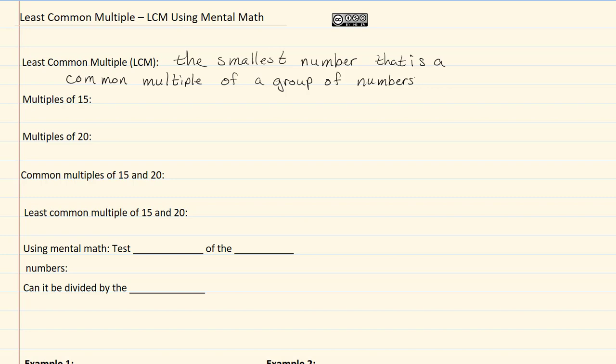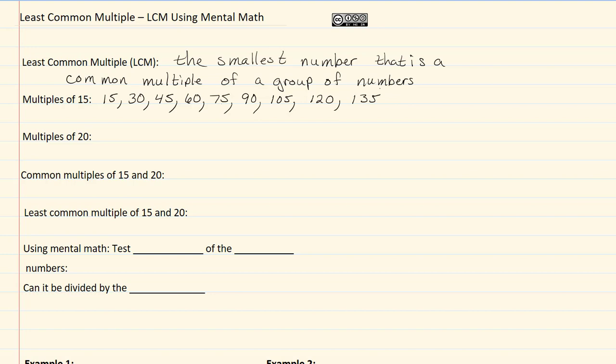So if we were looking at the multiples of 15, our first one would be 15. Adding 15 to that, we get 30. Adding 15 to that, we get 45. Adding 15 to 45, we get 60. Adding 15 onto 60, we get 75. Adding 15 onto 75, we get 90. Adding 15 onto 90, we get 105. Adding 15 onto 105, we get 120. Adding 15 onto that, we get 135.